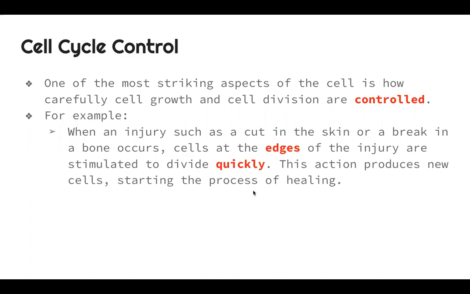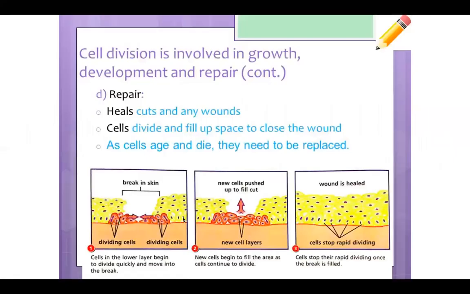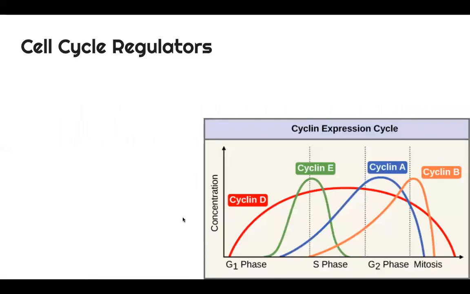And then there is another action that starts to slow down the cell division once you have enough cells to repair that cut. So you get a cut, cells divide quickly. Then once you have enough cells, they start to slow down. So what makes that happen? We're going to skip that.